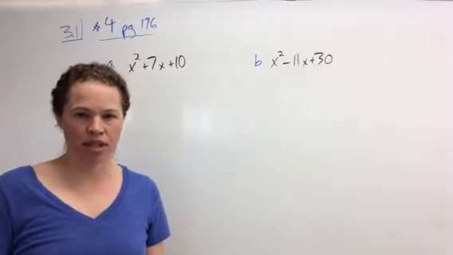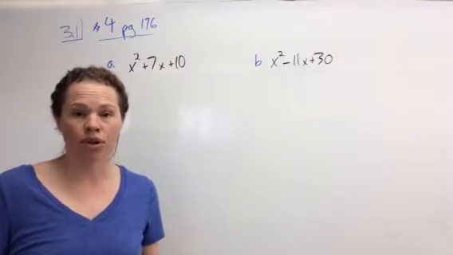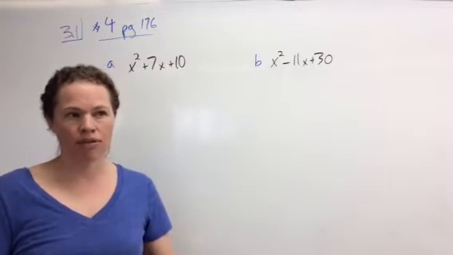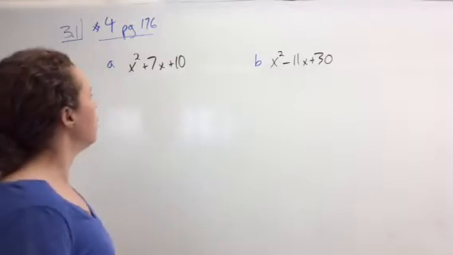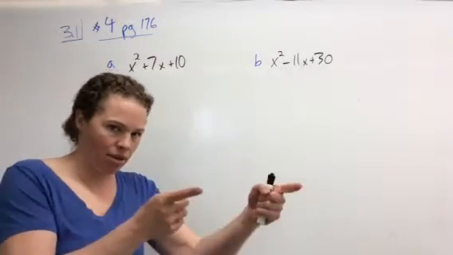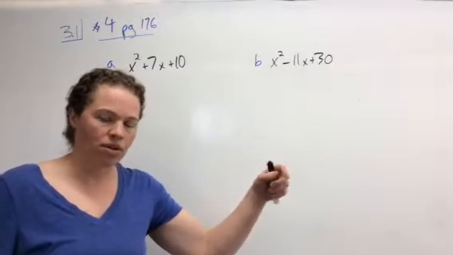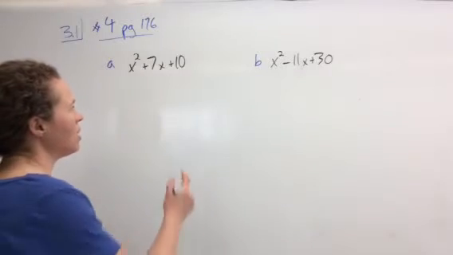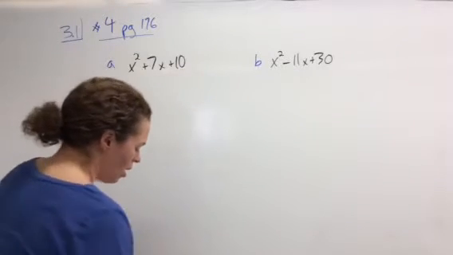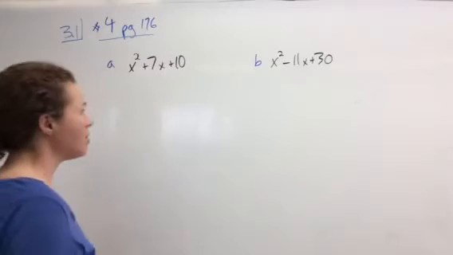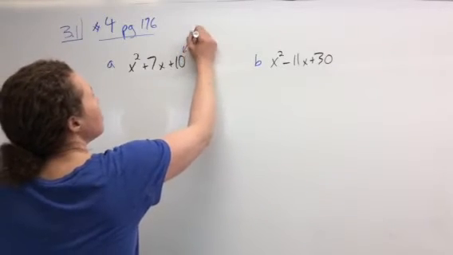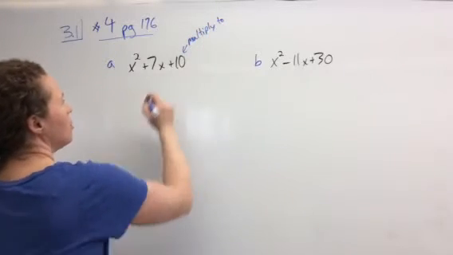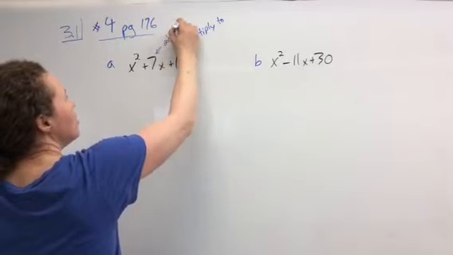So number 4 on page 176 is your basic unfoiling. You have to figure out what the pattern would have to be if I had my original set of brackets, and I foiled all those, and I got this. So the basis of that is I have to find something that multiplies to 10 and adds to the middle term. So it has to multiply to that number and add to that number.